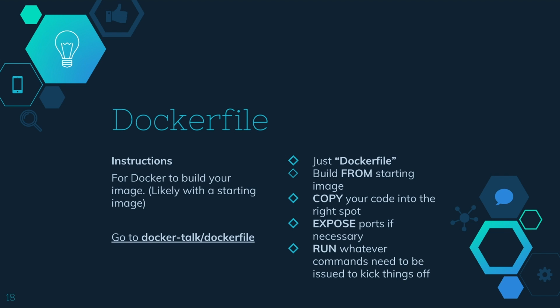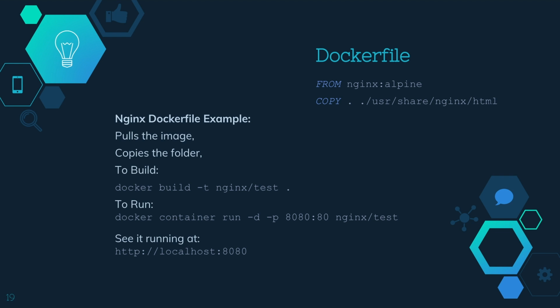A Dockerfile is just a file called Dockerfile. There's no .dockerfile or dot something. What it does is you give it an image to build from, and then typically you copy your code into that, expose whatever ports you want exposed, and run the container. So a super simple example of that is an Nginx container.